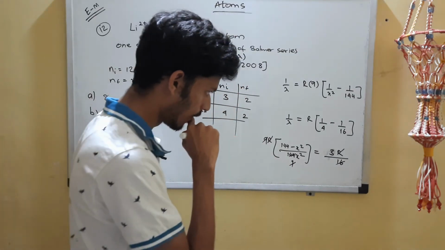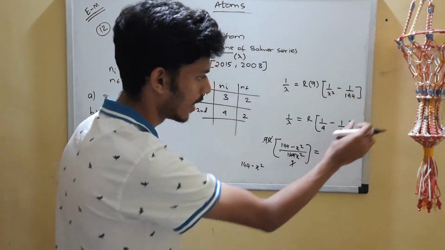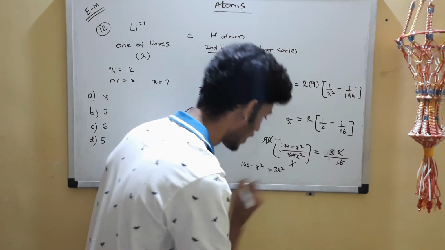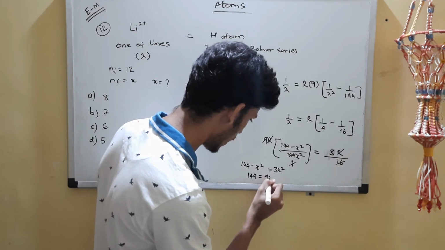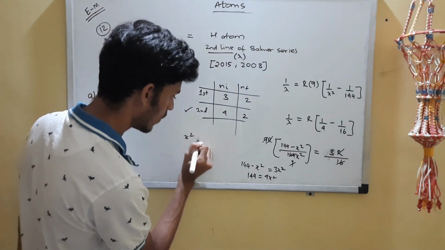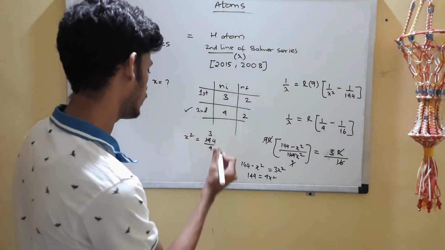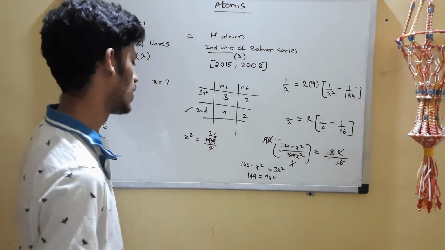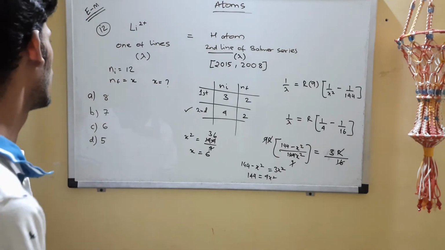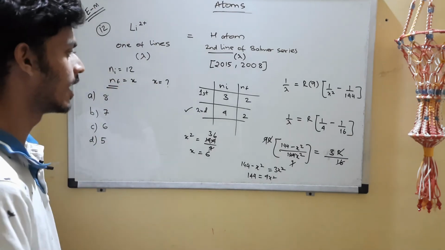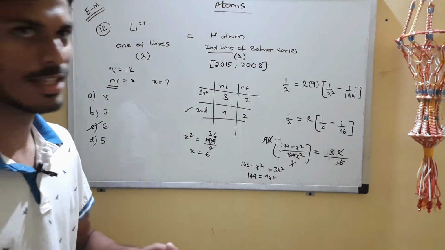Now we have a few things left over here. 144 minus x square upon x square, that x square we can take to the other side, so we have 3x square. From here we'll have 144 equals 4x square. Now x square will be 144 by 4, 4 3s are 12, and 2 remains, 4 6s are 24, right? So x square is 36, or x is basically 6, right? Only taking the positive value because it's the value for nf, that can be only positive. So basically the value for x is 6. Option C, 6 is the correct choice over here.